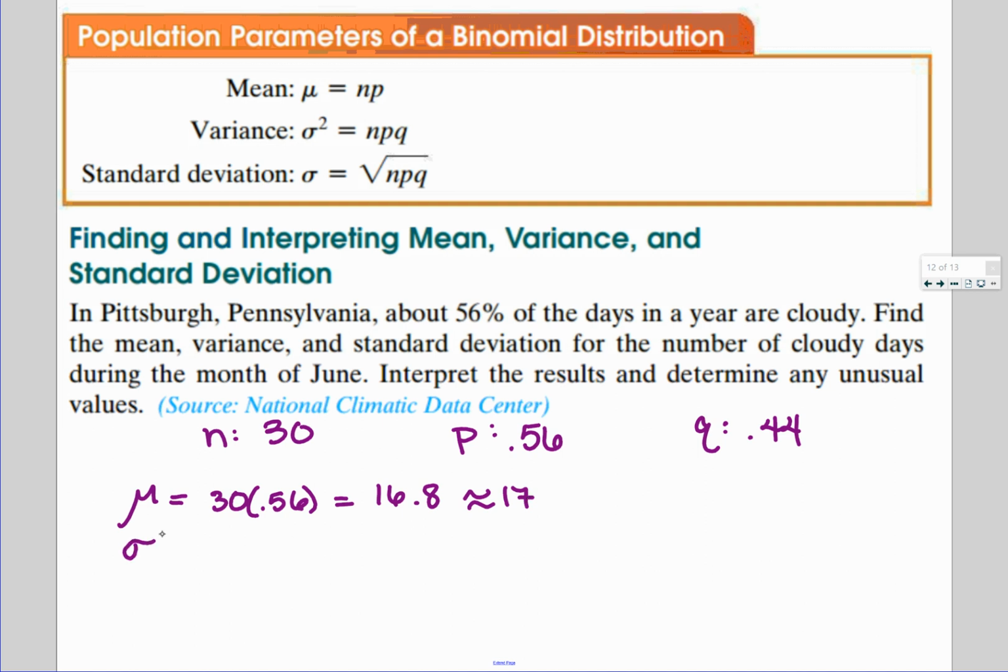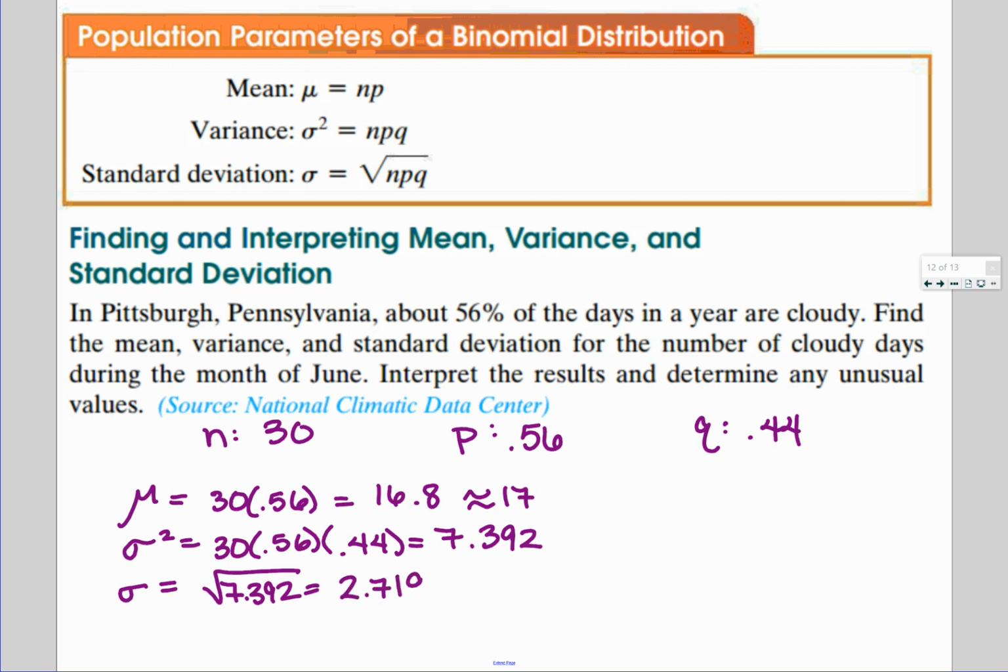Variance, our little sigma squared, is n times p times q. We actually already have n times p, so you can just take that and multiply it by q if you want to. And we get 7.392. And then finally, my standard deviation is just the square root of that variance. About 2.719.